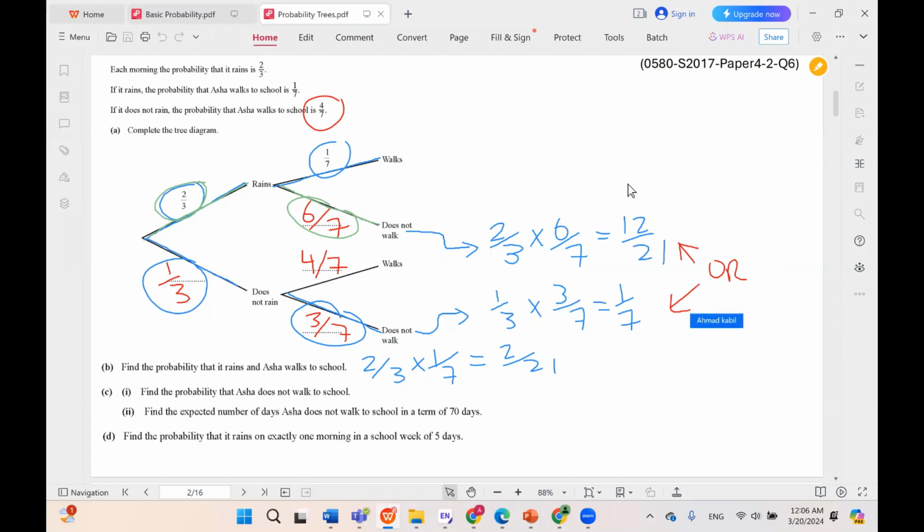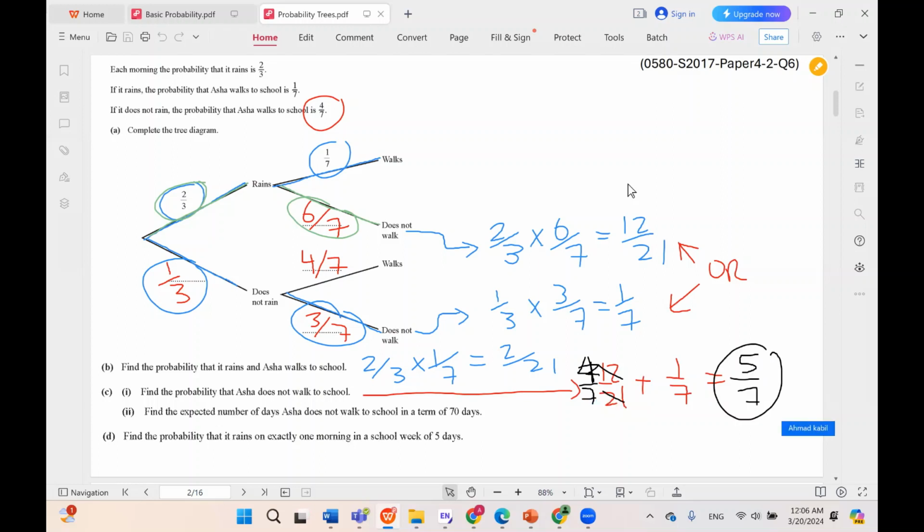So therefore, the final answer is going to be 12 over 21 plus, since we said or, so 12 over 21 plus 1 over 7. You can use your calculator or you can just simplify here by dividing by 3. You get 4 over 7. 4 over 7 plus 1 over 7 gives us 5 over 7 as a final answer. And here, this is the final answer to the previous question. Let's just put circles around our final answers here.